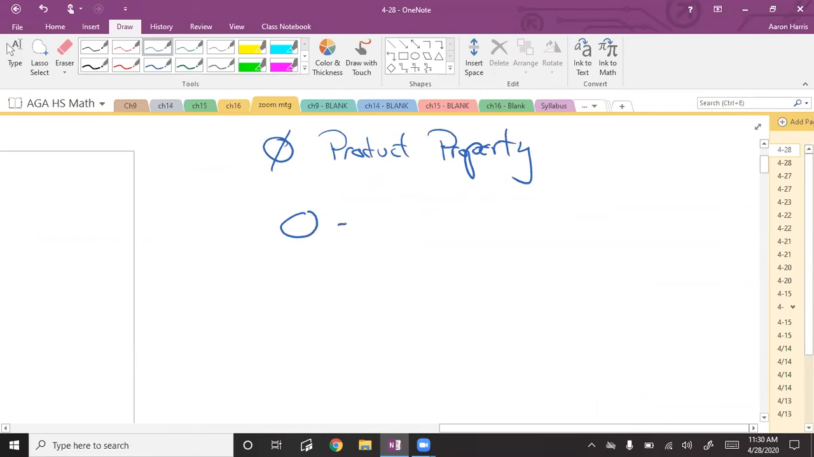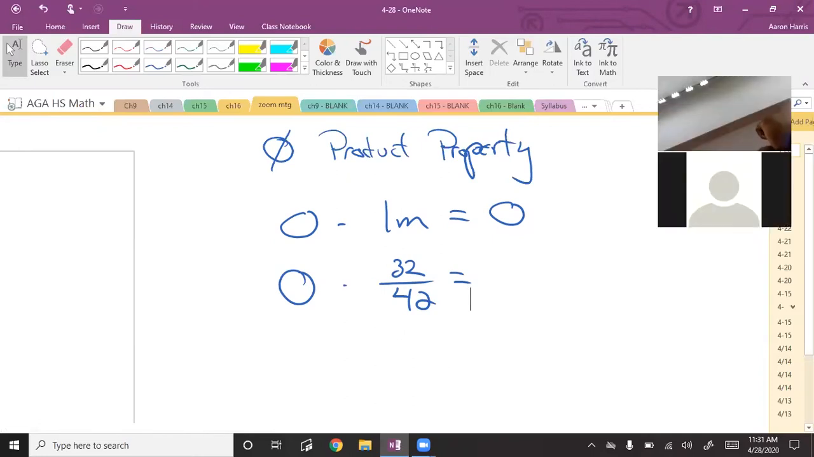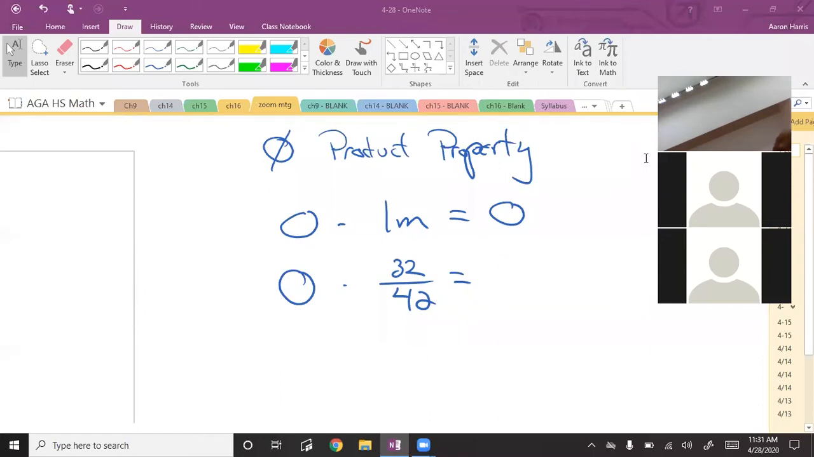So I hear you, Isaiah. What is 0 times 1 million? 0. Awesome. Brianna, what is 0 times 32 over 42? Oh, she disappeared on me. Is that how we doing things? Carlos. Oh, everybody's muted again. I don't know why y'all keep muting yourself. Carlos, how you put your hand up? What is 0 times 32 over 42? 0.